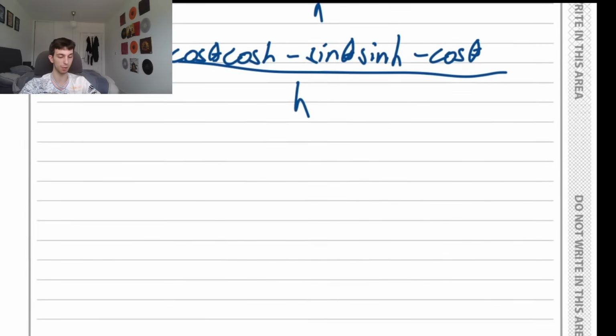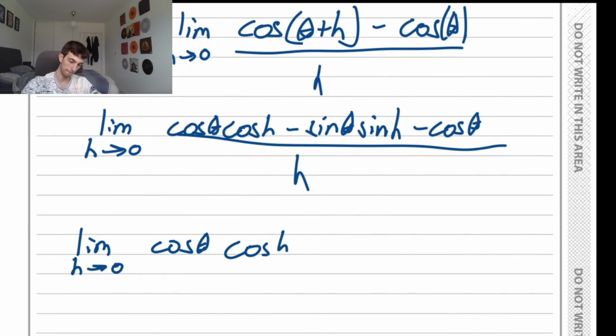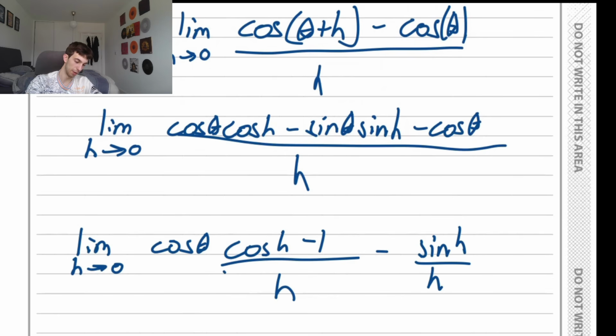So we want that cos h minus 1. We can see we can actually factor out cos theta from here. So what we're left with is the limit as h tends to 0 of, factoring out cos theta, we get cos h minus 1 all over h. All over h. There we go. That's going to be take away sine h over h sine theta. Okay, perfect. So now we can actually take the limit.